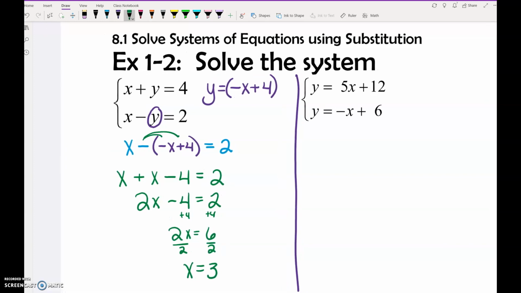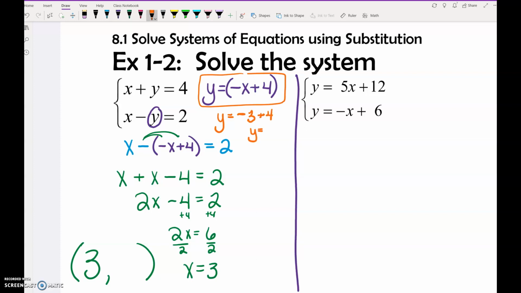Your answer for this is going to be an ordered pair. The x comes first and then the y. So now we have to go back and figure out what y is. But the easy thing is we're going to use this equation that says y equals. So if we plug in 3, y equals the negative sign, then plug in the 3 plus 4. Negative 3 plus 4 is 1. So our final answer is the ordered pair 3, 1.